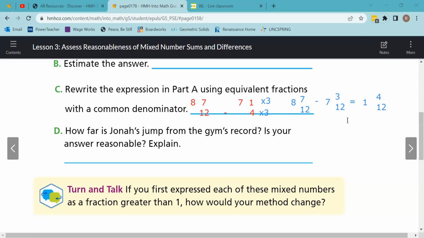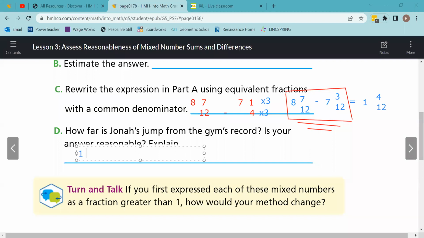Whoopsie, write an expression. Sorry guys, I did it again. I got ahead of myself. So write an expression, boom. This is all they want right there. 8 and 7/12 minus 7 1/4 with the common denominator. Sorry, I just had to rewrite it to show you how we get the common denominator. This is what you need to write on that line for sure. So that's what they're going for here. Then they're asking how far is the jump from the record?